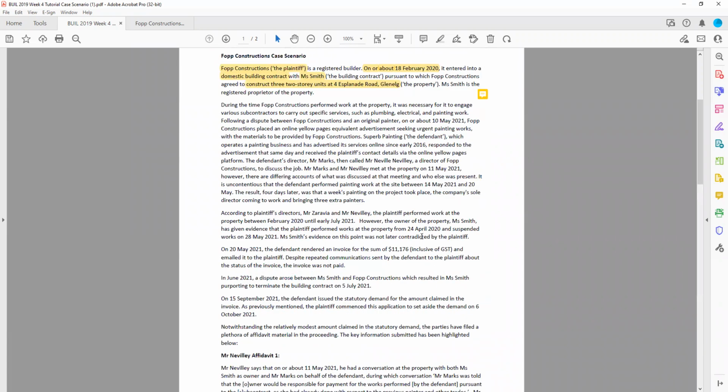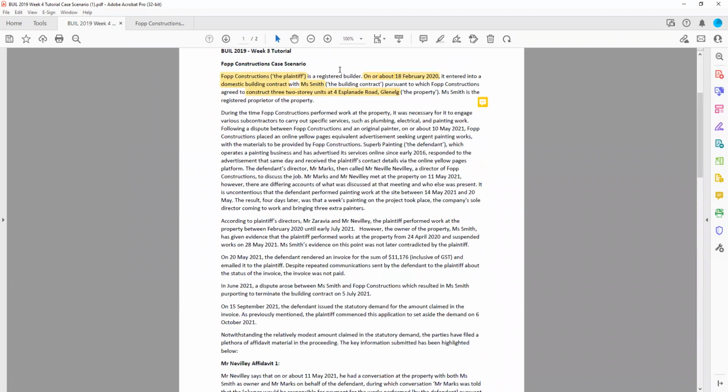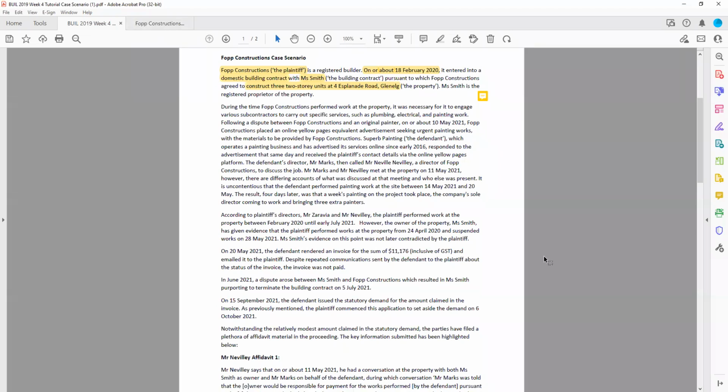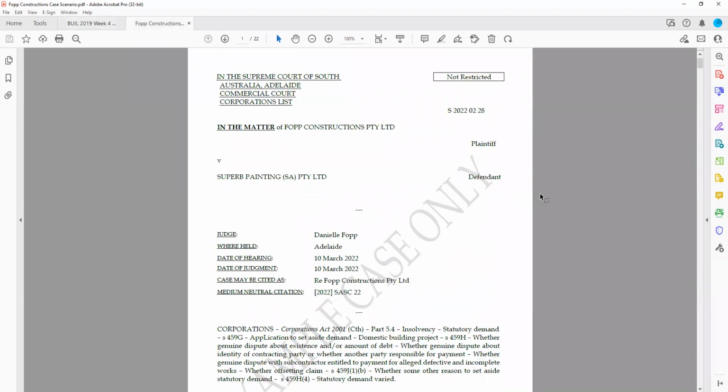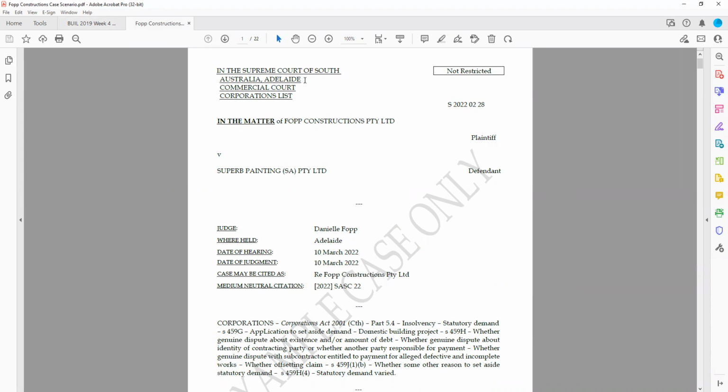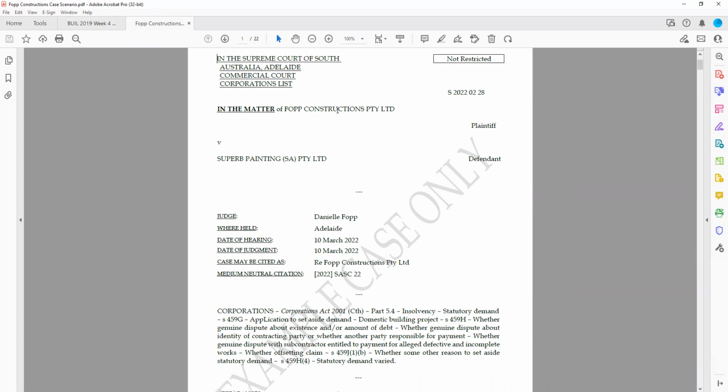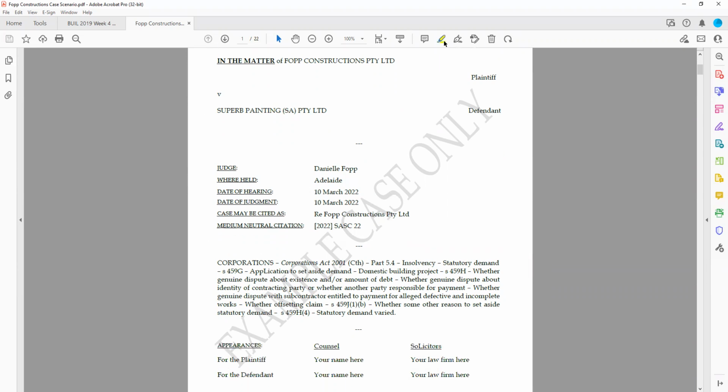Now, if we were given this and this wasn't a hypothetical case, say this was a real case and we don't know the plaintiff, we don't know the defendant, what are we looking for if we're asked about a real case and we're given, say, these questions? Well, this is a pretend real case. So this is a sample case study only. This is not a real court case. We would know that we are in the Supreme Court of South Australia, and we know that we have FOP Constructions against Superb Painting. The case would tell us who the plaintiff and the defendant are. We know that we've got Judge Danielle Fopp, and it was held in Adelaide, and we've got the dates and our case citation.